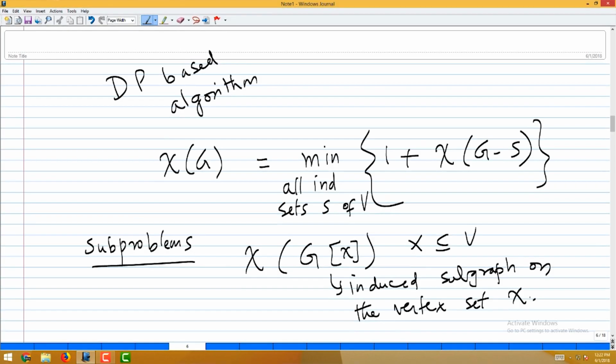I told you a recursive formulation that gave the subproblems. Now you just need to work out the base cases and whether I can compute them easily. The base case is the induced subgraph on vertex set of size 1, which requires one color. Once you go to a larger subset, you try all possible subsets: if it is independent, I color it 1; if it is not independent, move on to the next set. Color it 1 and go to the remaining part, which is sitting in your table, so you just have to add it.